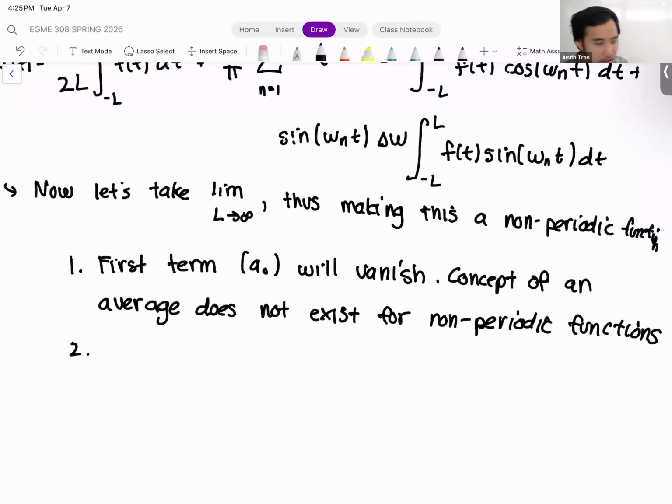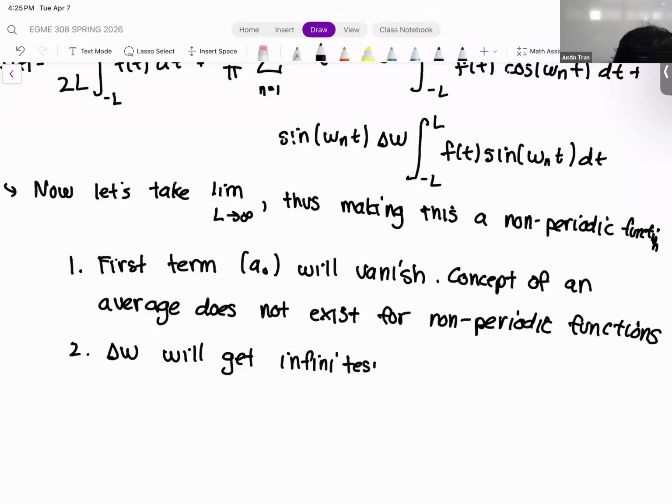Number two. The second thing that's going to happen is that our delta omega here will get infinitesimally small. In other words, the difference in frequencies between successive modes in our series is going to get so small that it's essentially going to be a continuous function.